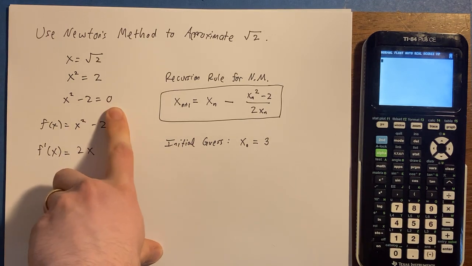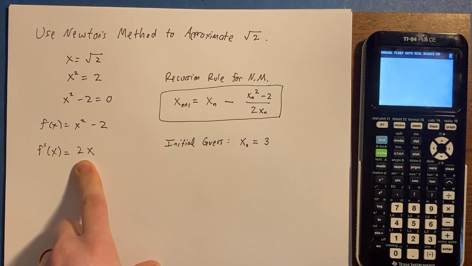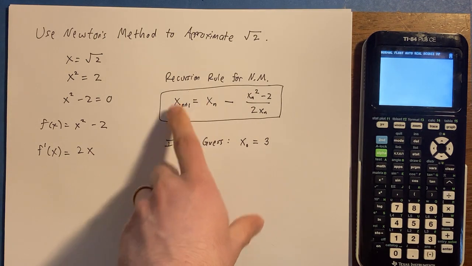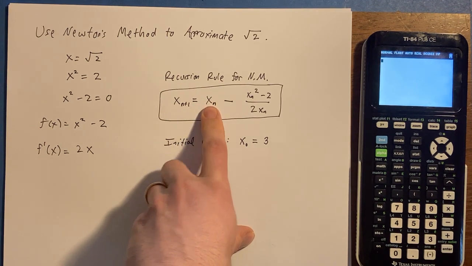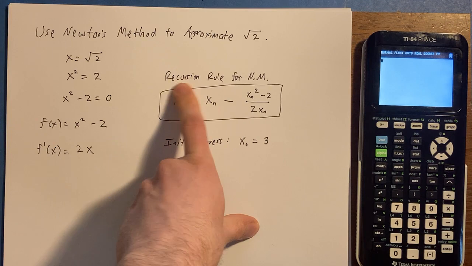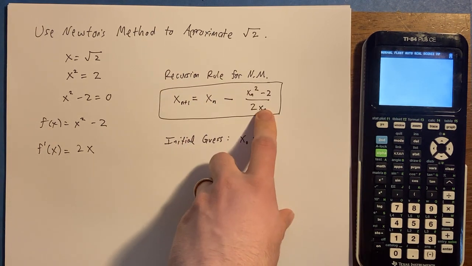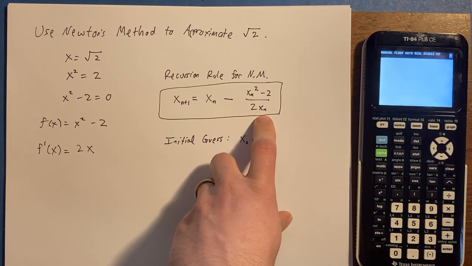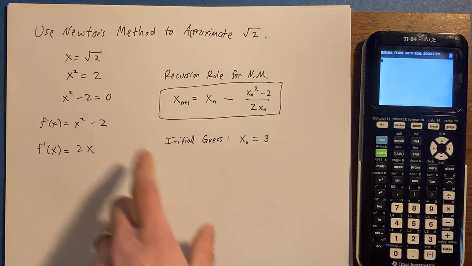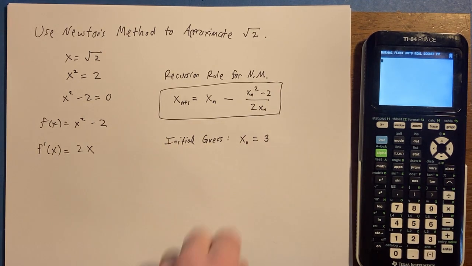x squared minus 2 would then be 0, so we're going to use x squared minus 2 as our function. Its derivative is 2x. So using the Newton's method formula, our next guess will be a function of the previous guess. This is the recursion rule we're going to use for Newton's method. It's the previous guess minus a ratio, where you take the f of x divided by f prime of x. Okay, so for this demonstration, I'm going to use an initial guess of x0 equals 3.